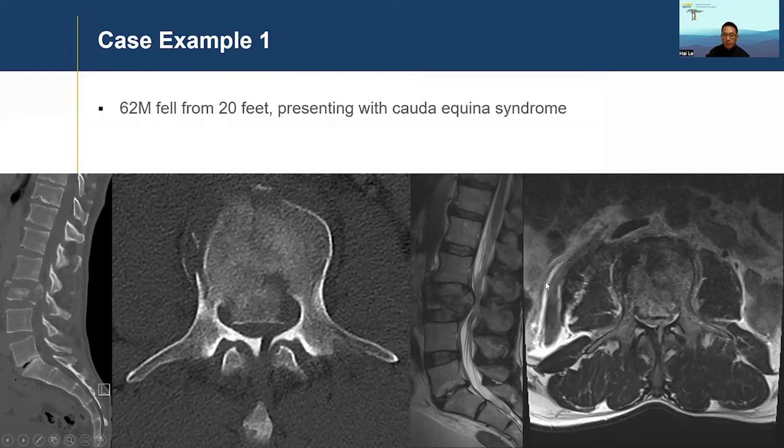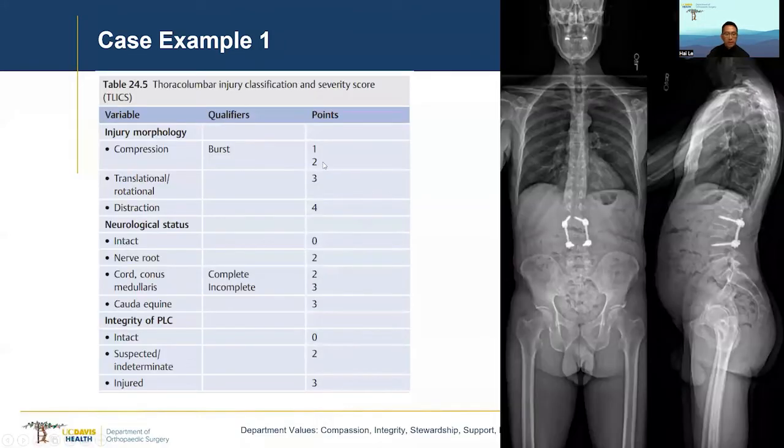So how would we grade or classify this based on the TLICS score? We know that it's a burst fracture, so that's 2 points. The patient has cauda equina, which is 3 points, so that's already 5. And the integrity of the PLC is intact, so the patient has a score of 5. Again, with 5 or greater, we generally recommend surgery, especially when the patient has cauda equina syndrome.